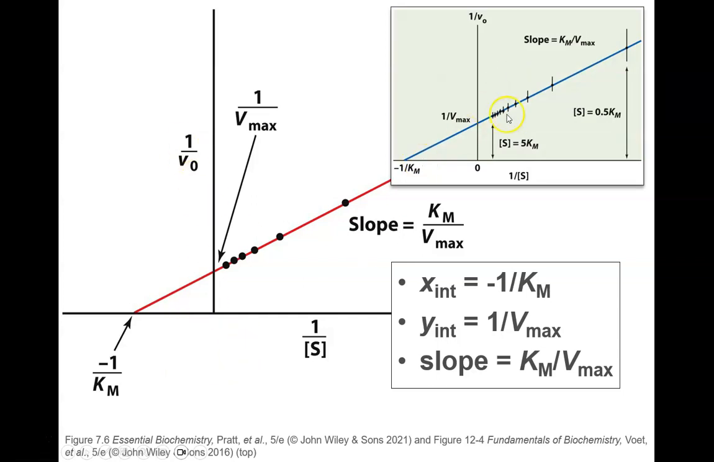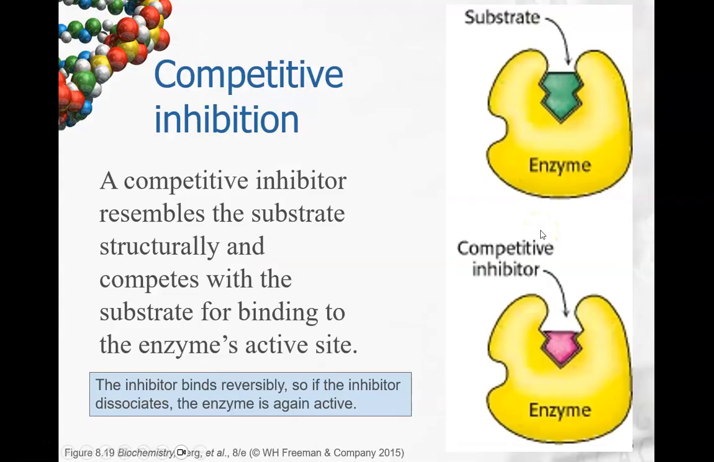So the reason that we don't like to use Lineweaver-Burk plots that much is because you have a lot of error up here at really low substrate concentrations, but you still will see them in the literature. So we have to know how to do it. So now for types of inhibition.